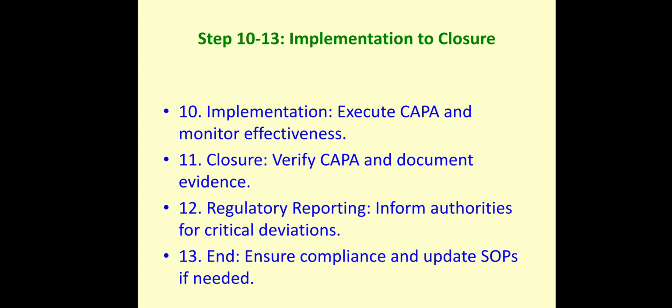Now we'll see the final step of deviation handling. It's step 13. The process ends with confirmation of compliance and updated system to prevent future occurrence. After implementing upgradation in the standard operating procedures and specifications, or if any inclusion is required for new procedures, we have to ensure all these tasks are completed, and after that we have to close the deviation.